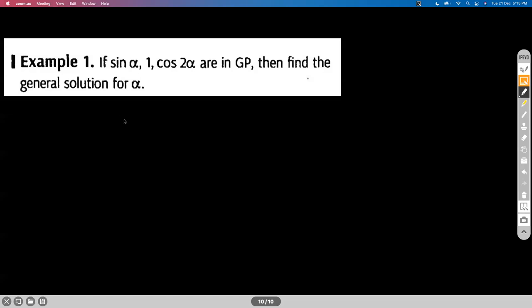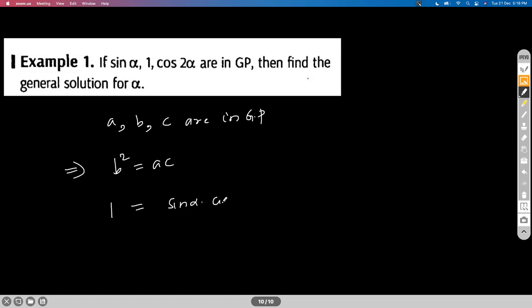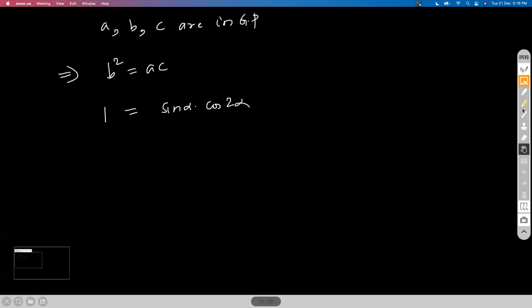See, what has been given is that these three terms are in geometric progression. So when three numbers are in GP, we have already seen that in a geometric progression, B square will be equal to AC, correct? So B square means 1 is equal to AC. AC means sine alpha cos 2 alpha. Yes or no?